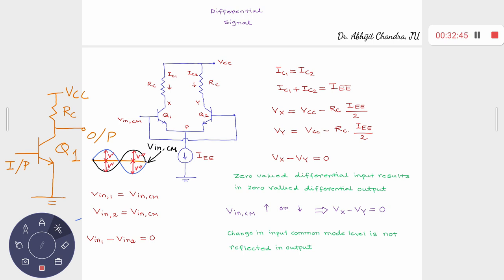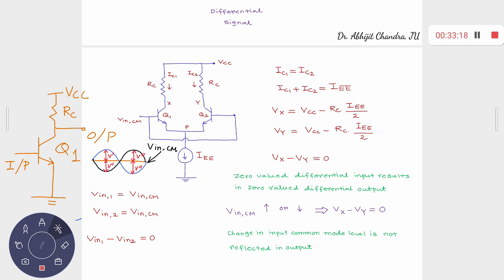That means both of these two inputs, input 1 and input 2, are riding on fixed DC. We'll observe the performance when the DC is acting alone and then when the small signal is acting. When the DC is acting alone, both of these two pairs have the same drive, the same level, because they are riding on fixed DC. That means Vin1 and Vin2 are the same, and that is equal to Vin,CM, the input common mode level.